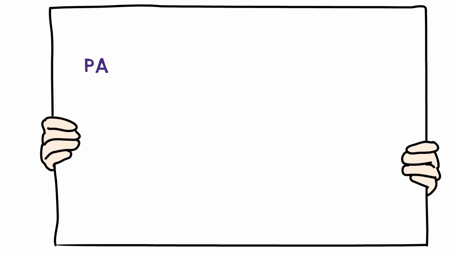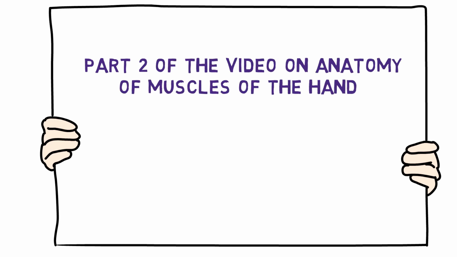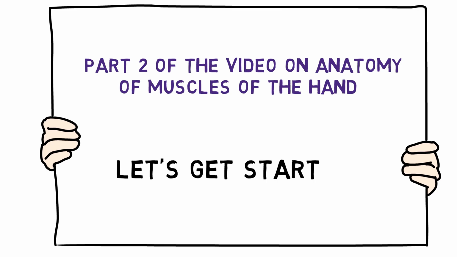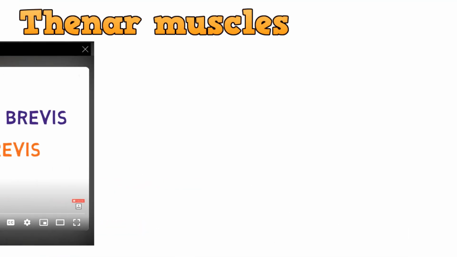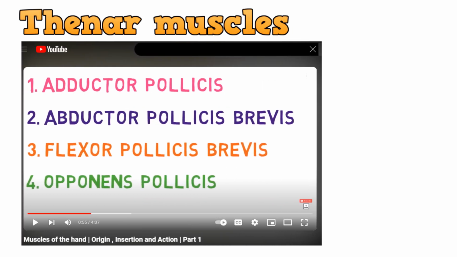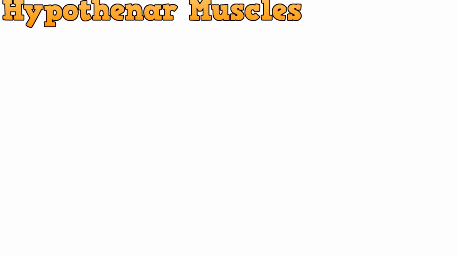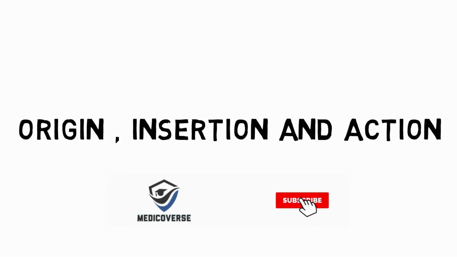This is part 2 of the video on anatomy of muscles of the hand. So without wasting any more time, let's get started. In the previous part of the video, we completed the anatomy of the thenar muscles. In this part, we will discuss the hypothenar muscles and see the origin, insertion and action of these muscles.